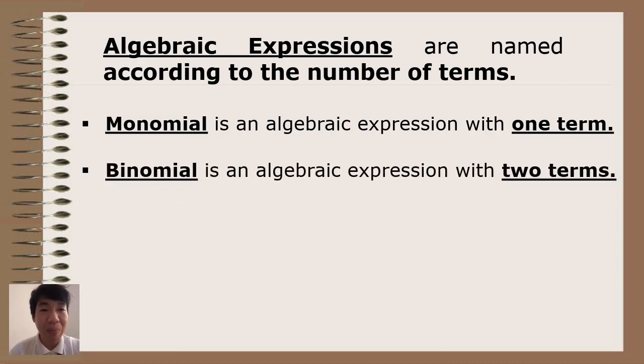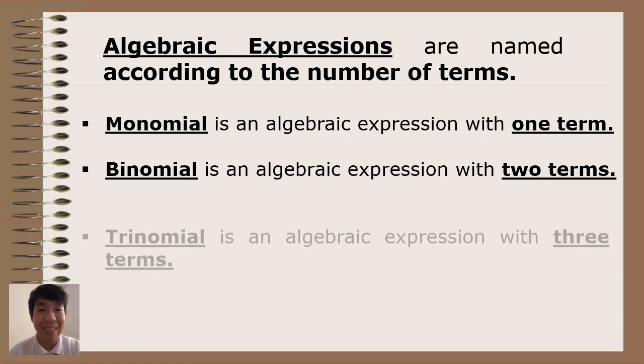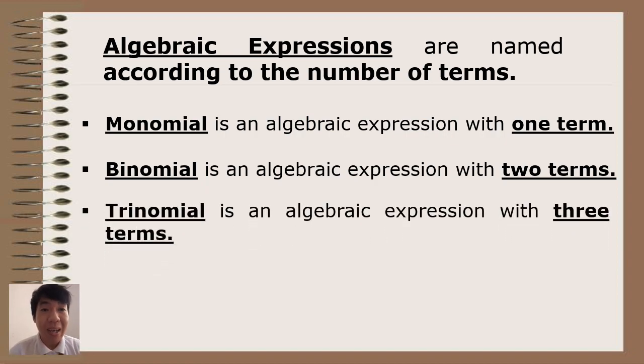Next, binomial. Binomial is an algebraic expression with two terms. So, may clue po siya. Pag tinawag natin binomial, bi means two. Next, trinomial. It is an algebraic expression with three terms. So, ito naman, trinomial, tri means three. So, it is an algebraic expression daw na may tatlong terms.